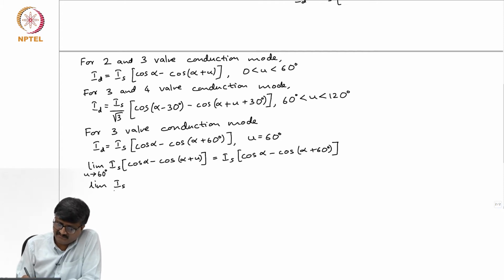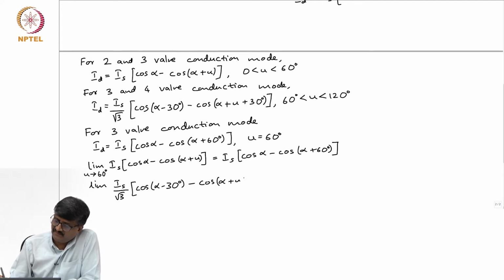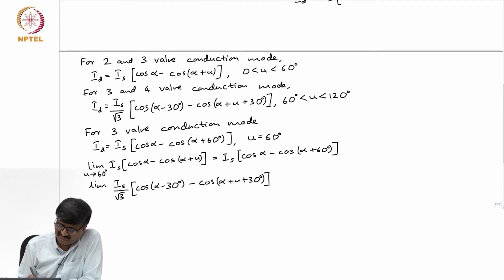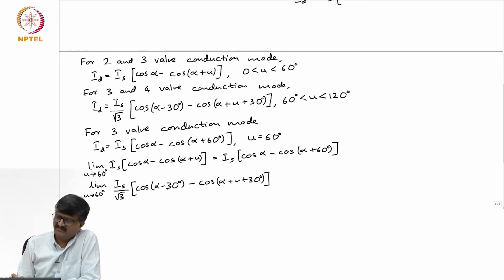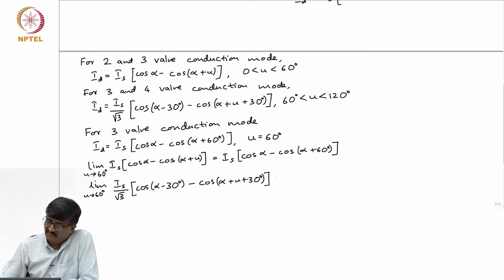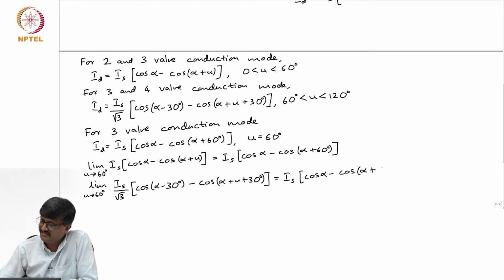Similarly, if I take the expression for id in terms of IS, alpha and u for u greater than 60 degrees, that means the limit of IS by root 3 into cos alpha minus 30 degrees minus cos alpha plus u plus 30 degrees, as u tends to 60 degrees. It is to be noted that this expression is valid for u greater than 60. We are trying to show that it is valid even if u is equal to 60. It can be proved that this is also equal to IS cos alpha minus cos alpha plus 60 degrees.